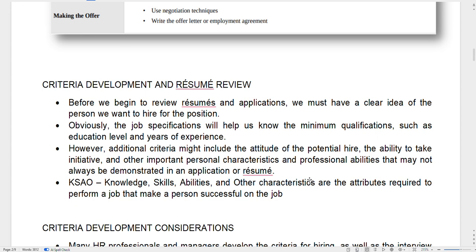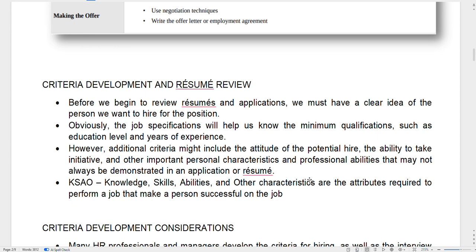So obviously, the job specifications will help us to know the bare minimum or the minimum qualifications. Siyempre, education is a must. Sa atin, laging hinahanap, college graduate, no? And then, a year of experience. Sabi nga ng iba, paano magkakaroon ng experience kung hindi ka naman hired? Mga ganun. So, however, additional criteria might include, depende kasi yan sa posisyon, so pwedeng aside from educational level and years of experience, ay meron pang iba. Okay? Meron pang iba na qualifications na hanapin.